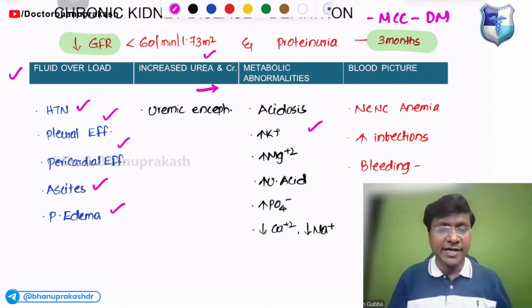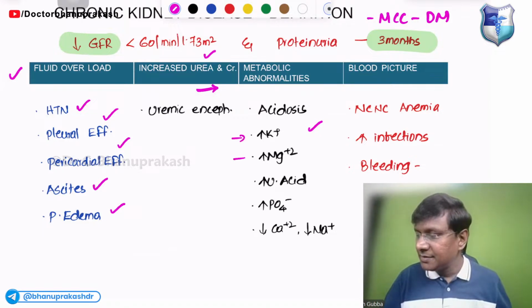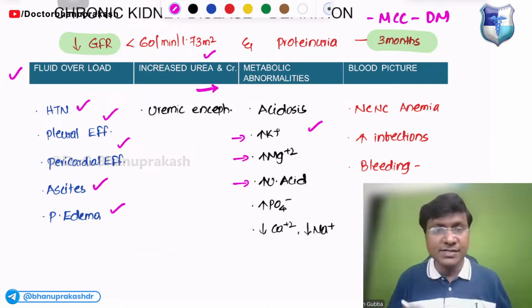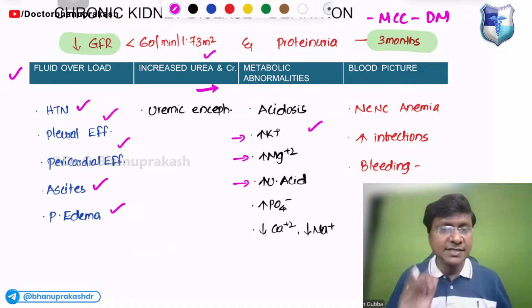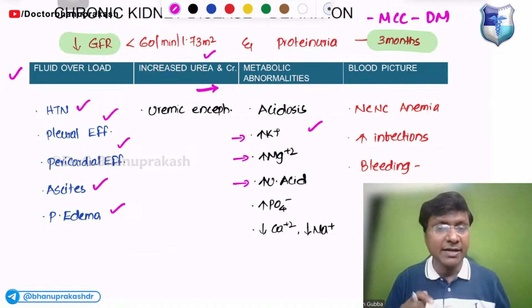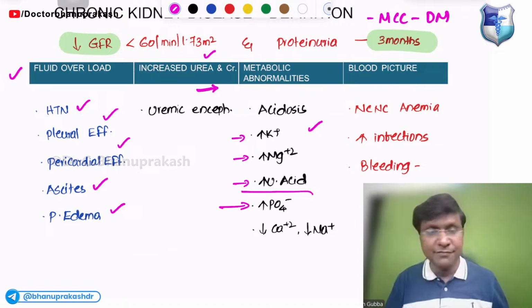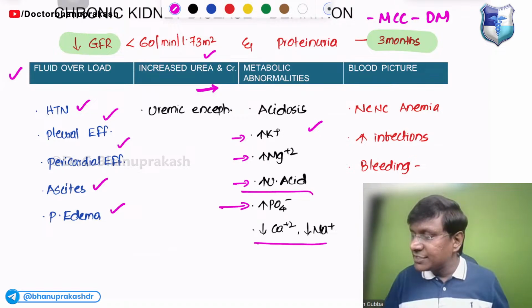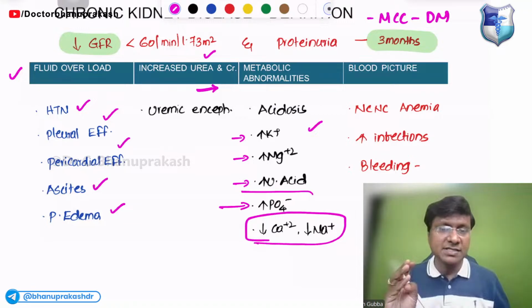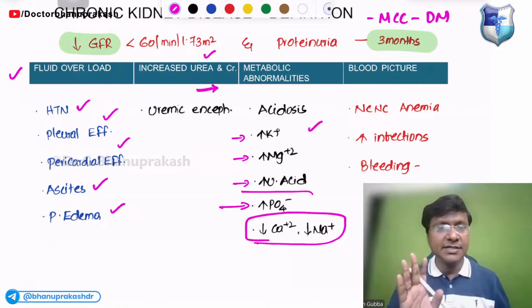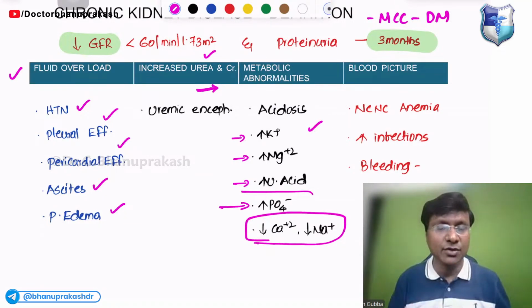Now, what are the electrolyte abnormalities? The electrolyte abnormalities will be hyperkalemia, hypermagnesemia, as well as hyperuricemia. These are the three important electrolyte or metabolic abnormalities that you will have. Then the next important is hyperphosphatemia. But the electrolytes which are reduced will be hypocalcemia and hyponatremia. These are the two important abnormalities of the electrolytes.